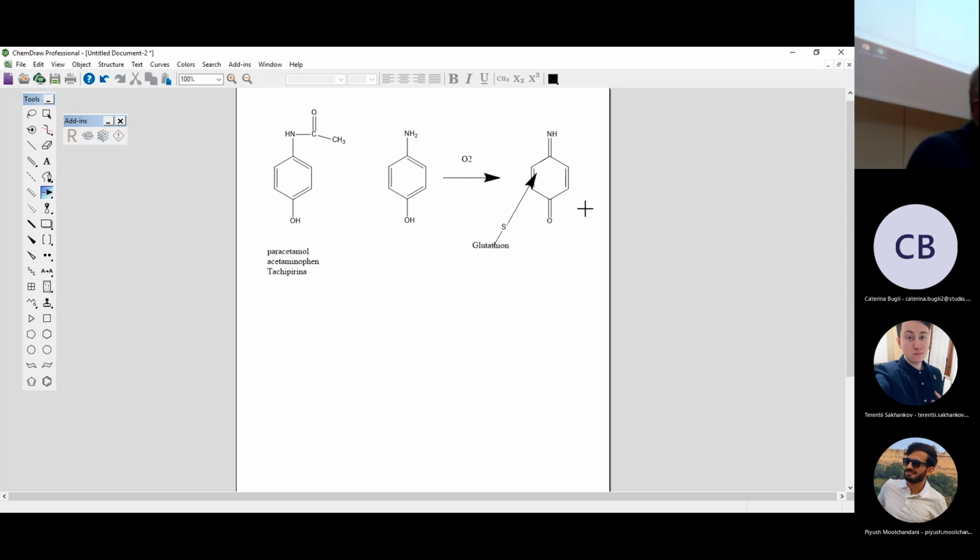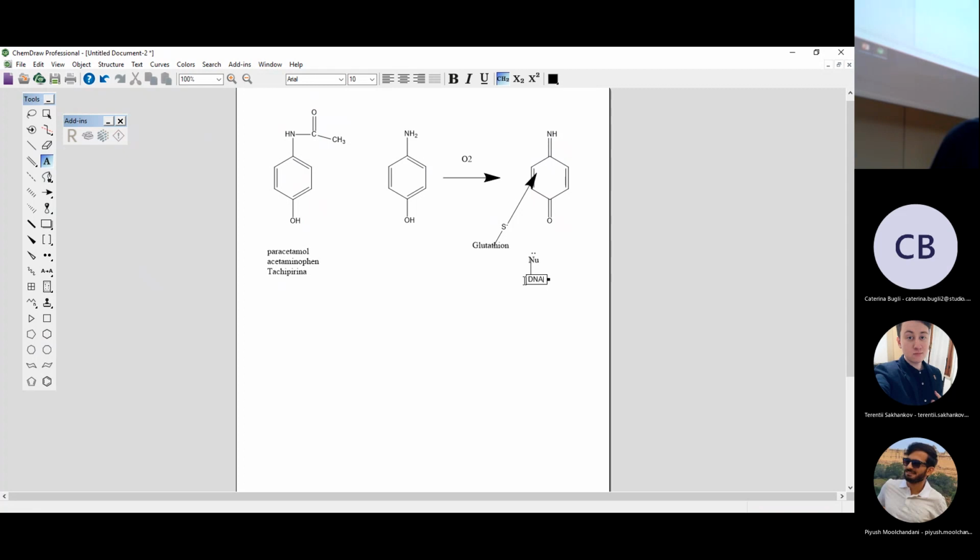So if we use for a long time this type of compound, we can finish the available quantity of glutathione in the cells, and then after glutathione we can have interaction with other nucleophile groups, present where? In the DNA. N7 of guanine.